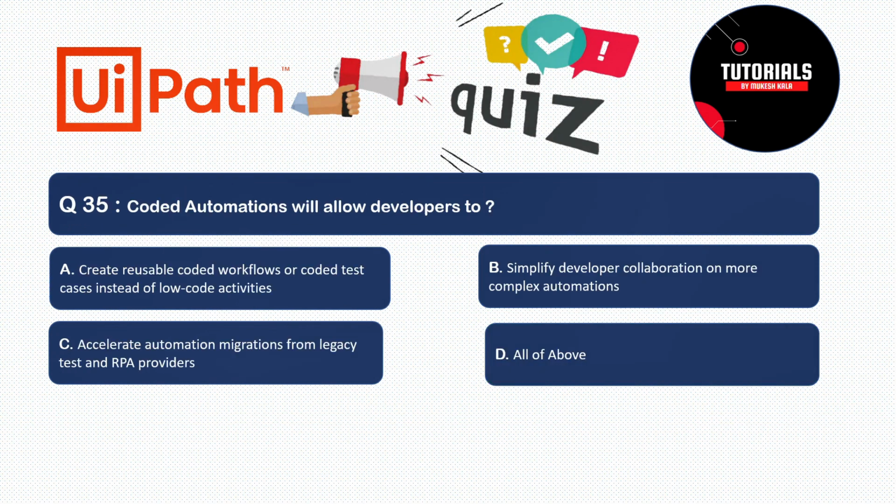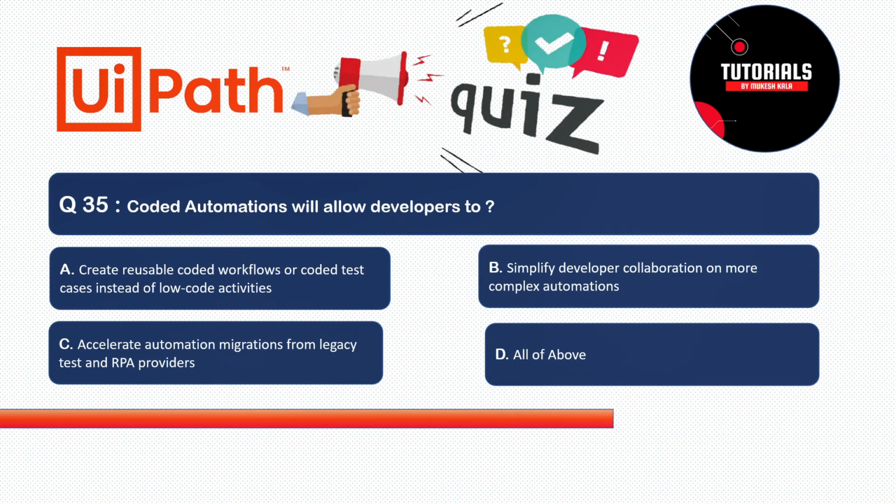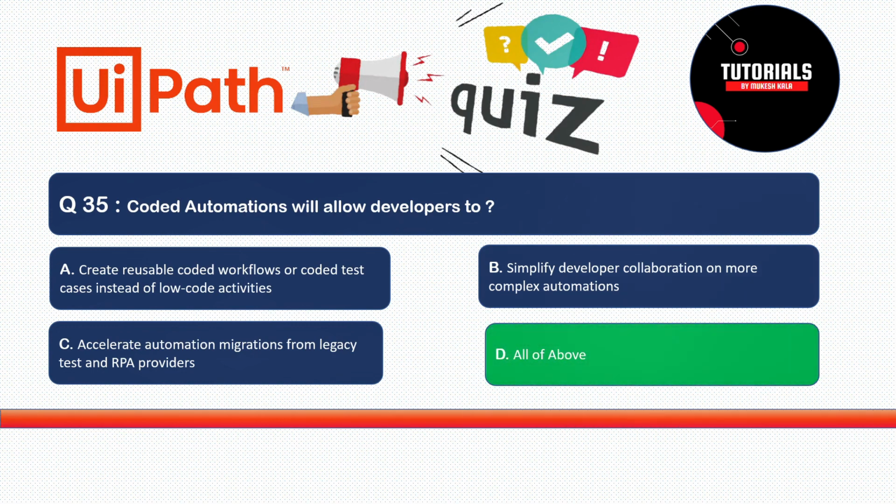Okay. So here is the last question. Coded automation. What does coded automation do? It creates reusable flow, it simplifies developer collaboration, it accelerates automation migration, or all of the above, right? So coded automation also is a new feature in the UiPath update, and with coded automation you can do all of these things which are mentioned. Okay, so coded automation is also a new feature in UiPath. So the last 5 questions which I have asked you are on the new product updates of UiPath.